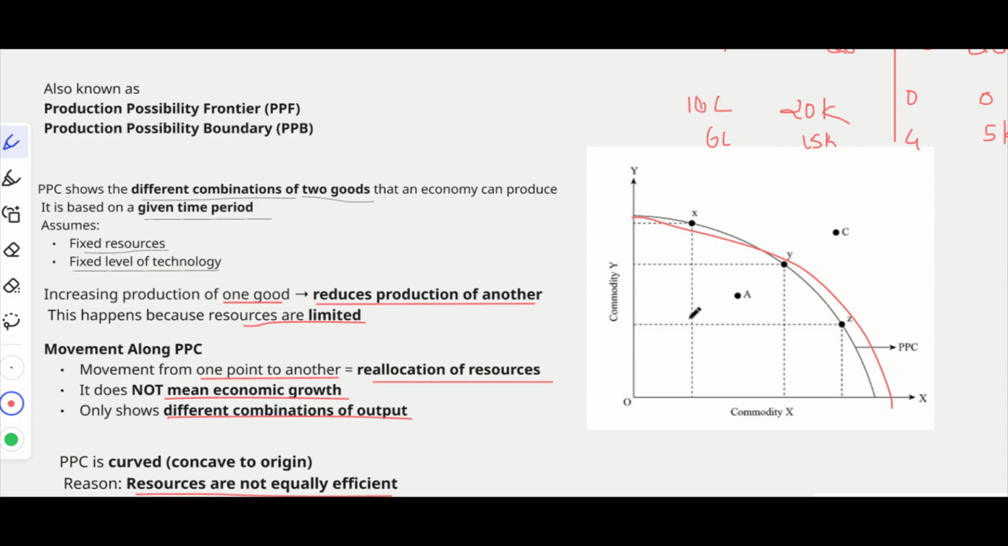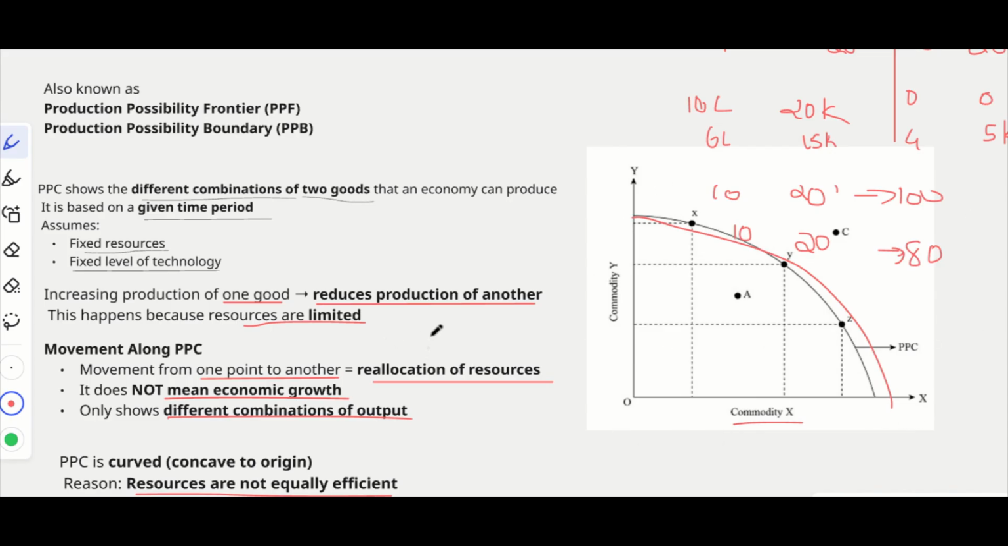We have already mentioned, right? With 10 units of labor and 20 units of capital, I could make 100 units of commodity Y. But with the same 10 units of labor and 20 units of capital, how many units of commodity X could I make? I could make only 80. So resources are not equally efficient. This is what we have to learn about the PPC curve as a basic.